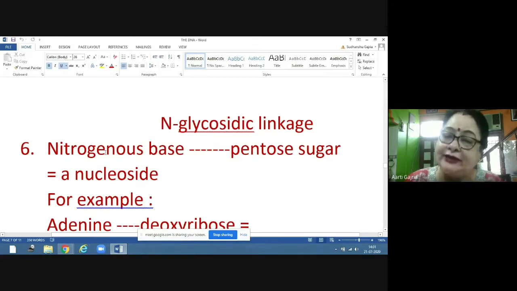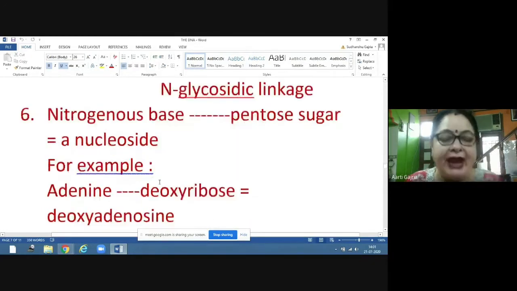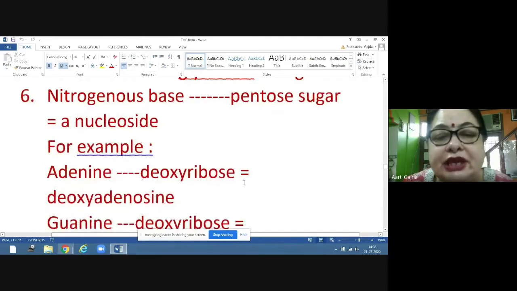Now, this nitrogenous base can be any. It can be adenine, it can be thymine, it can be guanine, it can be cytosine. And when these two are joined with this glycosidic bond, it is called nucleoside. For example, if adenine is joined with deoxyribose. Now, what is this pentose sugar?